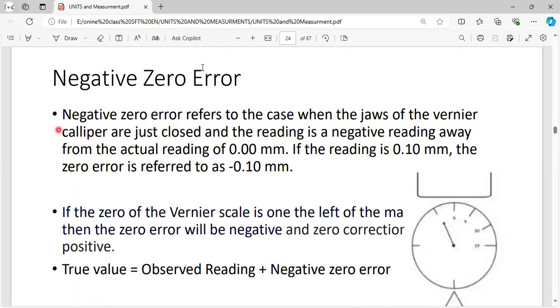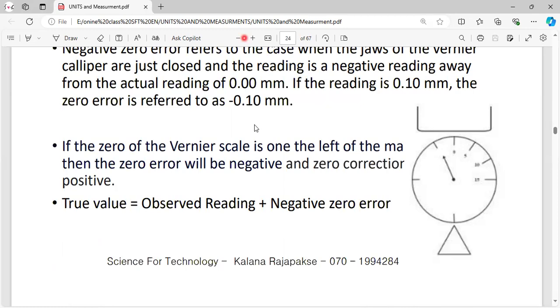So then we can talk about the exact opposite, the negative zero error, right? The reason for the negative zero error is when the jaws of the vernier calipers are just closed and the reading is a negative reading away from the actual reading of 0 millimeter. If the reading is 0.1 millimeter, the zero error is referred to as minus 0.1 millimeter.